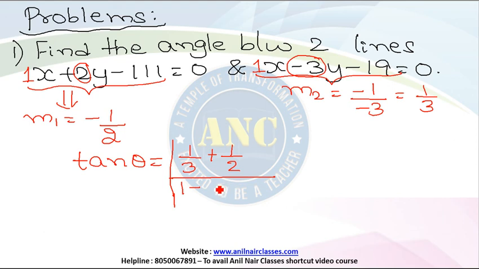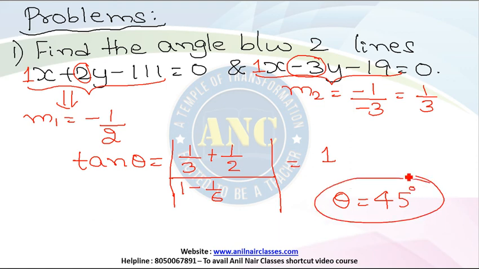1 by 3 plus 1 by 2 divided by 1 plus m1 m2. So it is minus 1 by 2 into 1 by 3, 1 minus 1 by 6. If I simplify, I will get the value of the entire thing as 1. Tan theta is equal to 1. Theta, which they are asking as the angle between two lines, will be 45 degrees.